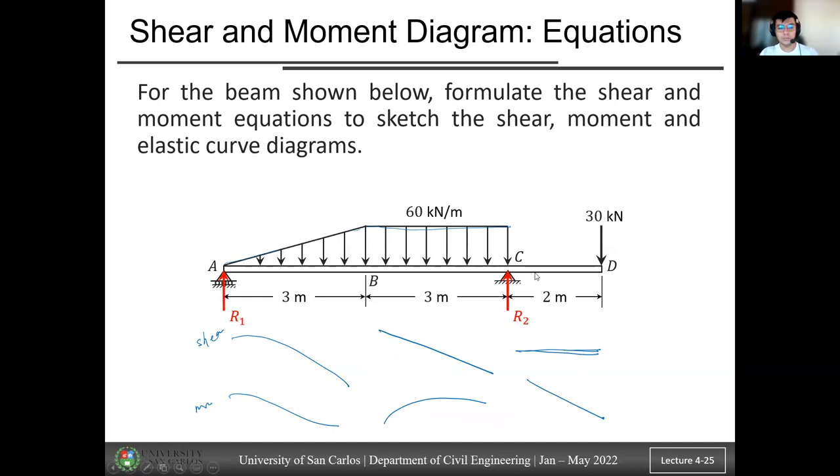Okay, so try to review this one. And then on the next meeting, let's discuss the shortcut version. I won't be dealing much with the other formats because it's repetitive already. I'm going to discuss next the shortcut for the shear and moment equation without creating the equations. Okay, so questions before we end our session?